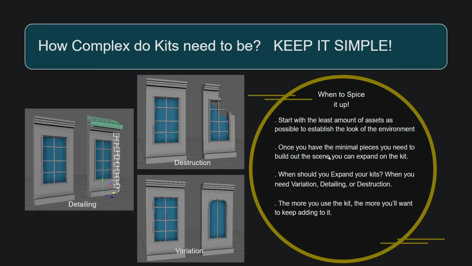This may mean just doing some material swaps. This may be making new kinds of pieces. Maybe you have an entire kit for building set A, and that can give you hundreds of variations of buildings, but then you might want to do a building set B kit just to get more variety in your environment. So on that note, that's when to start expanding further along, but it does all start with keeping it simple at first.